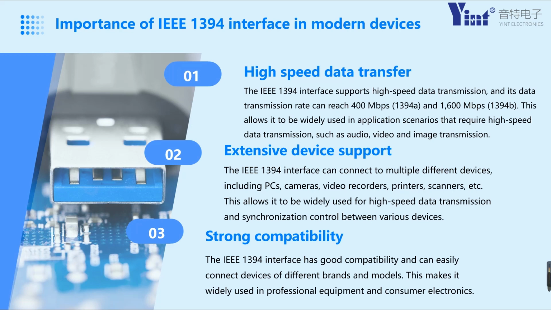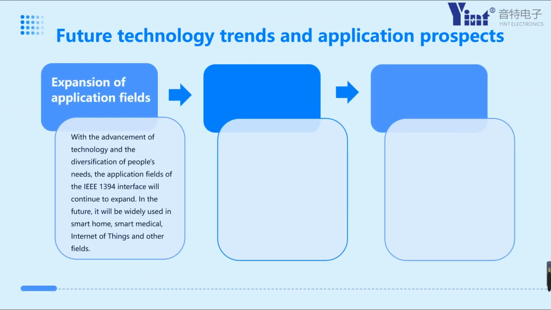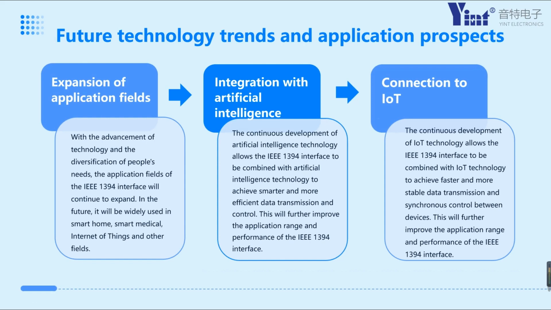Strong compatibility. The IEEE 1394 interface has good compatibility and can easily connect devices of different brands and models. This makes it widely used in professional equipment and consumer electronics. Expansion of application fields. With the advancement of technology and the diversification of people's needs, the application fields of the IEEE 1394 interface will continue to expand. In the future, it will be widely used in smart home, smart medical, Internet of Things, and other fields.